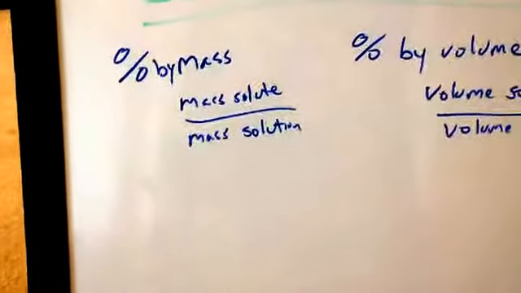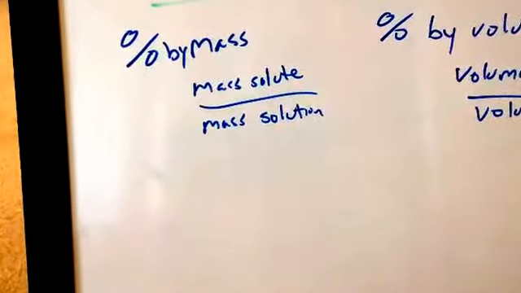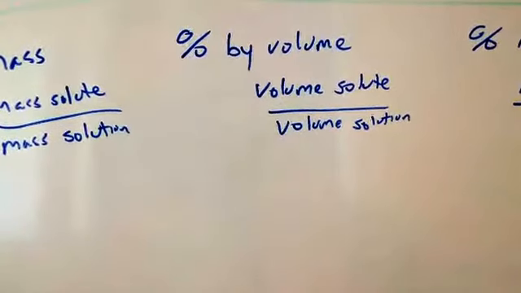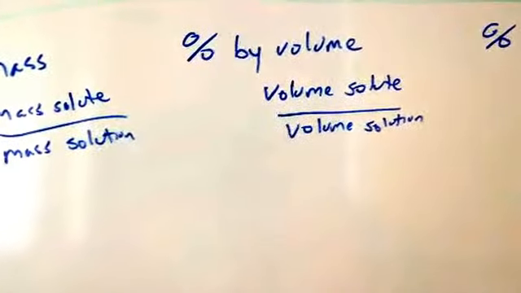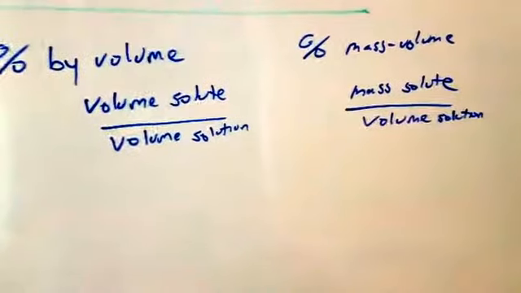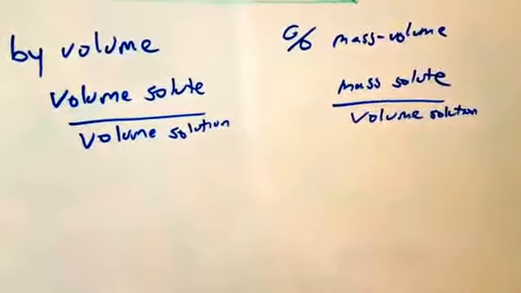We have percent by mass: the mass of a solute, the dissolved smaller amount of substance, over the mass of solution. If we have two liquids, we could have volume of solute over volume of solution, for percent by volume. Or maybe we want percent mass volume, where we take the mass of the solute over the total volume of the solution.